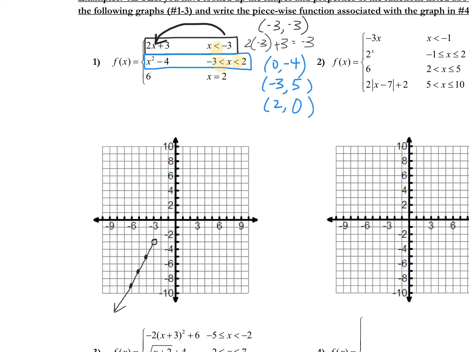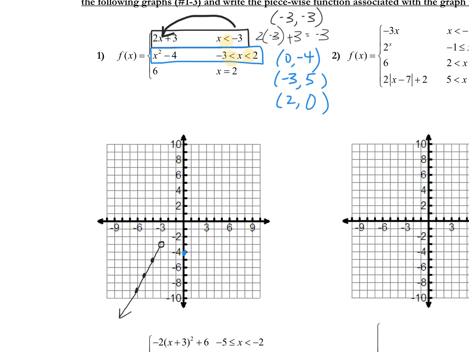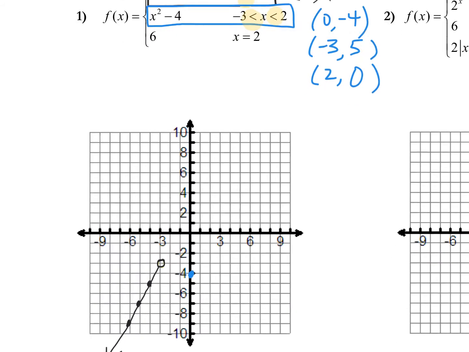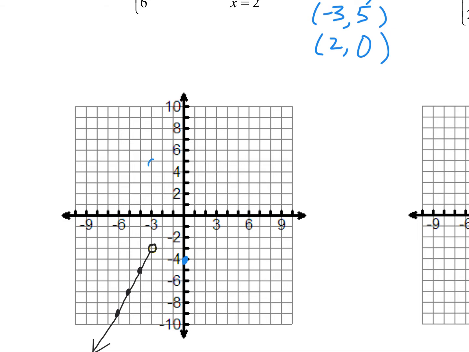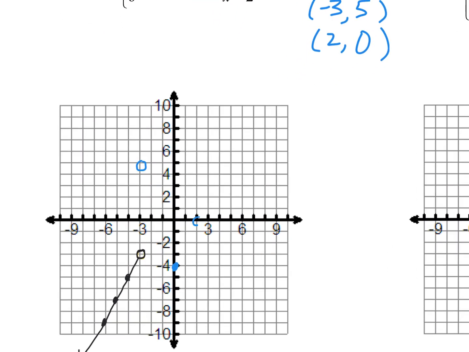I'm going to graph that in blue. So 0, -4 is a dot on the graph. All the dots are closed dots except for the ones that are defined here. So they're all normal filled in dots except for the endpoints that don't have an equal sign with them. Anyways, -3, 5, where's that? Right here, open circle. And also 2, 0, open circle.